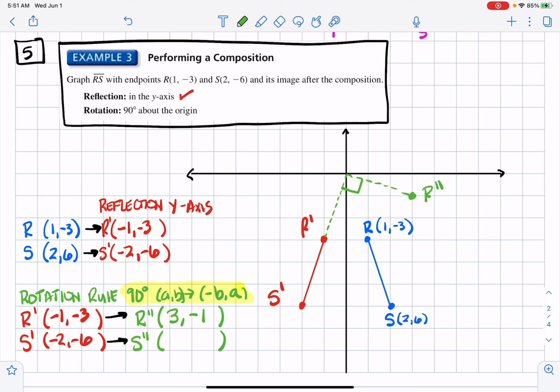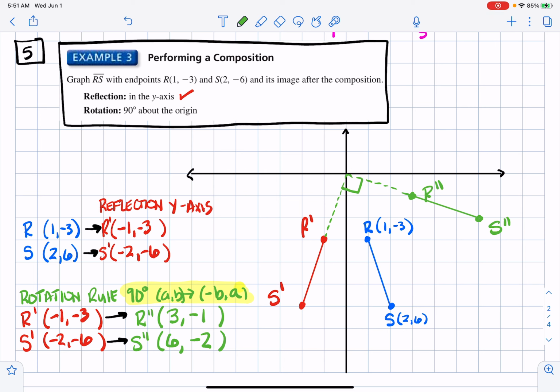S double prime means, again, we're going to make the B value the opposite sign and make it first. So that's going to be 6, and then switch places with the A, so -2. So all I'm doing is following those little rules in the box up above. So 6, -2 is going to be 1, 2, 3, 4, 5, 6, -2, 1, 2. Boom, so that's S double prime. And there we go, so it would look like that.